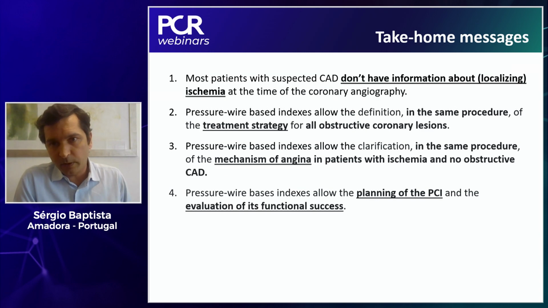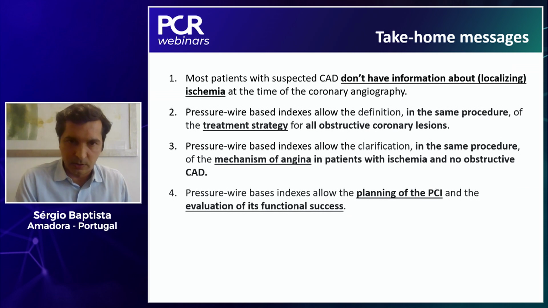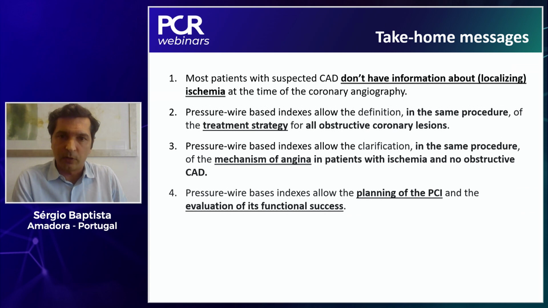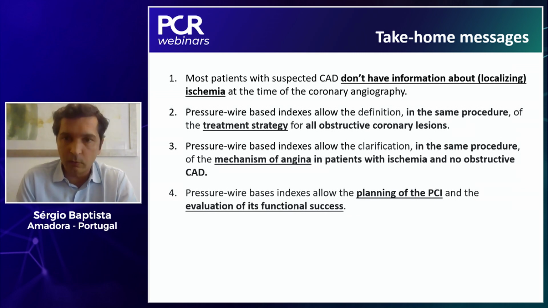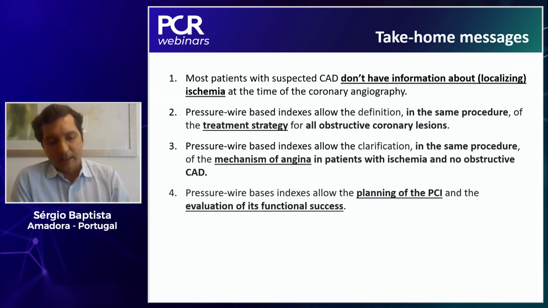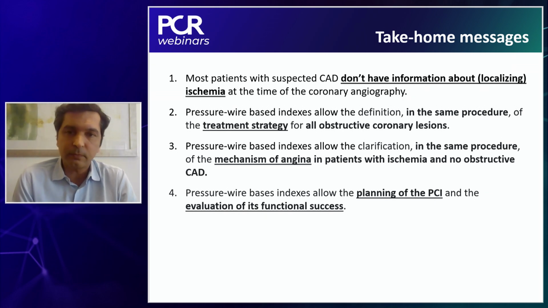success. And so in summary, my take-home messages are these. Most patients with suspected coronary artery disease don't have information about ischemia. Pressure wire-based indexes will allow the definition, in the same procedure, of the treatment strategy of all lesions. It will also allow you, in the same procedure, to evaluate the mechanism of angina if they have ischemia and no obstructive coronary artery disease. And finally, you will be able to plan your PCI and to evaluate its success at the end. And that's it. Thank you, Nico.